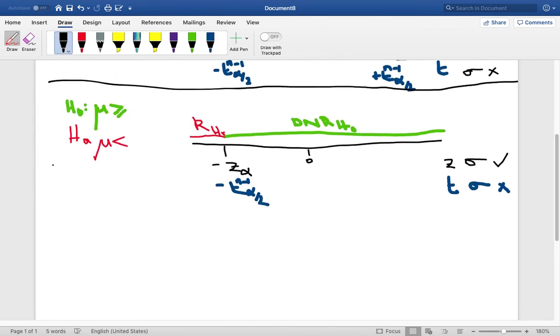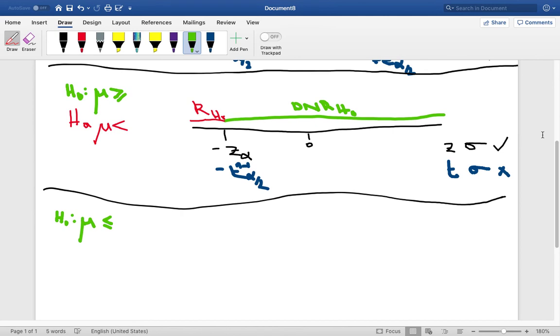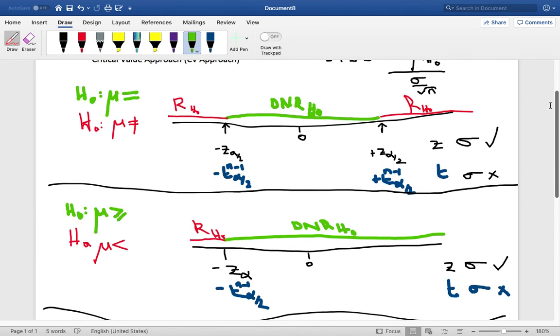And let's look at the third scenario. So the third scenario is going to be the null hypothesis H0: mu is less than or equal to. Now remember, we said that all the null hypotheses have an equal sign included in them. So that's less than or equal to, greater than or equal to, and the one above that is just equals. This one here is just equals.